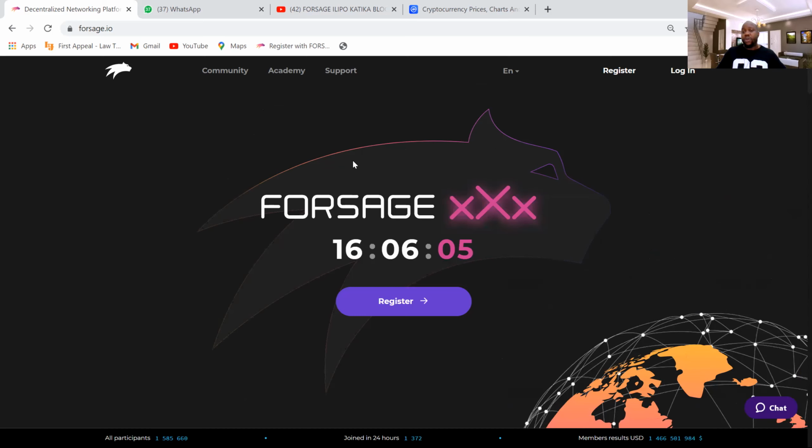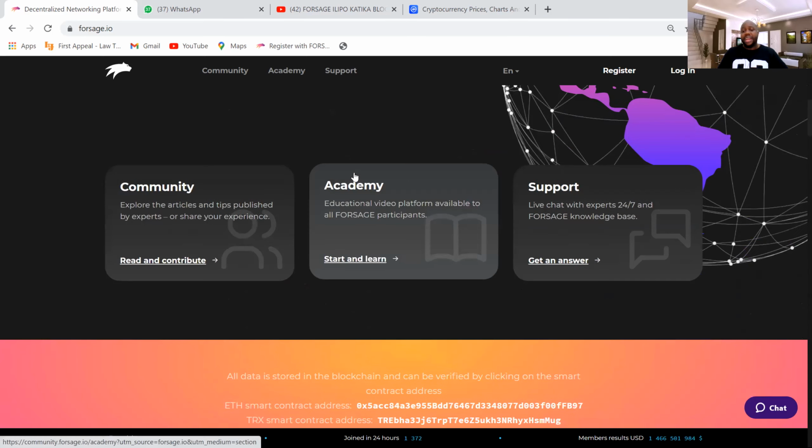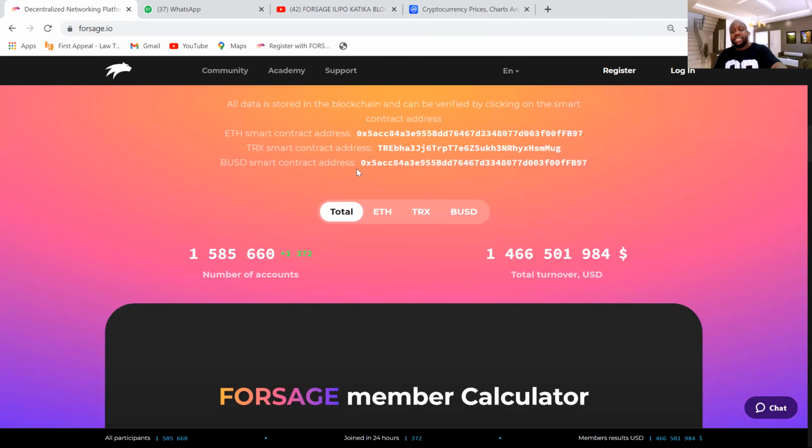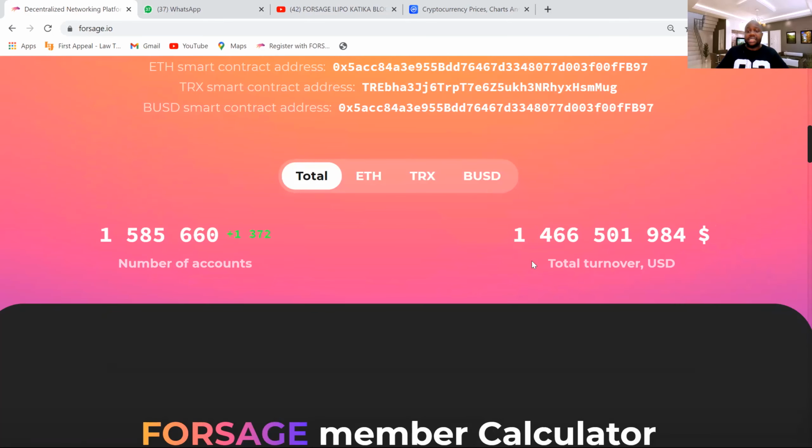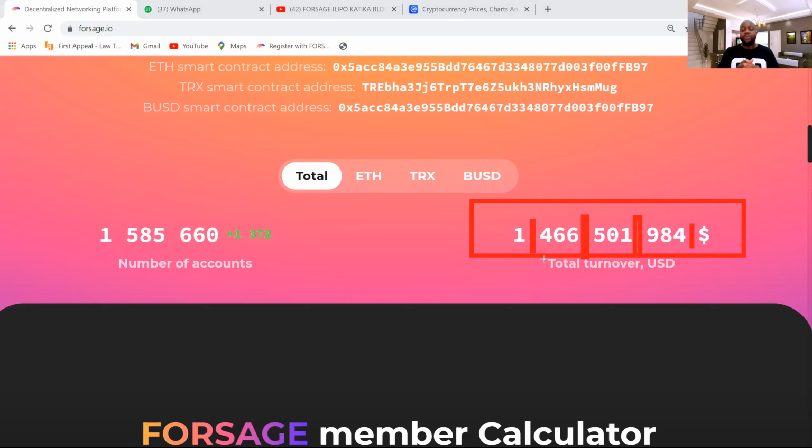So in this website, you will have so much information, all the members, all the data, all the amount that has been earned. Forsage has been existing for 76 weeks. But through this program of Forsage, 1,466,501,984 US dollars, 1.4 billion US dollars, have been earned through Forsage. And this money is not in the hands of Mark Zuckerberg or Bill Gates. It is in the hands of people, because Forsage is a decentralized application.